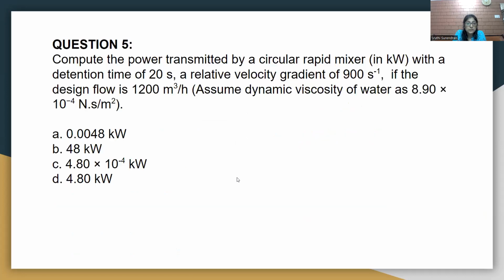Now moving on to the fifth question. Compute the power transmitted by a circular rapid mixture with a detention time of 20 seconds, a relative velocity gradient of 900 per second, if the design flow is 1200 meter cube per hour, by assuming the dynamic viscosity as 8.9 into 10 to the power minus 4 Newton second per meter square.